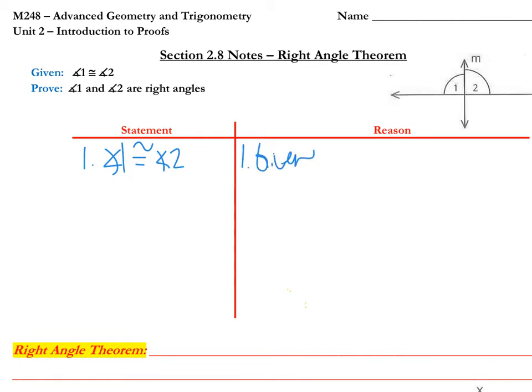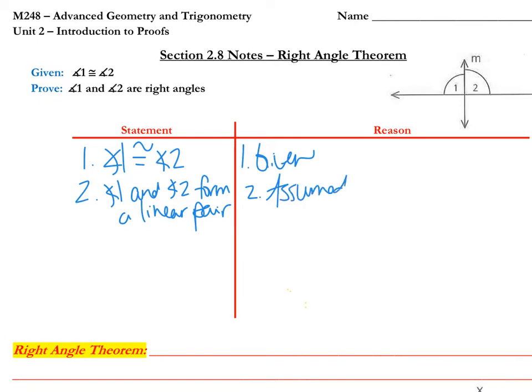Okay. And if we look at the diagram, we can assume that angle 1 and 2 form a linear pair. So angle 1 and angle 2, and we can just say assumed from diagram. Okay, and then from there, what do we know about linear pairs? We know that they are supplementary. So angle 1 and angle 2 are supplementary.